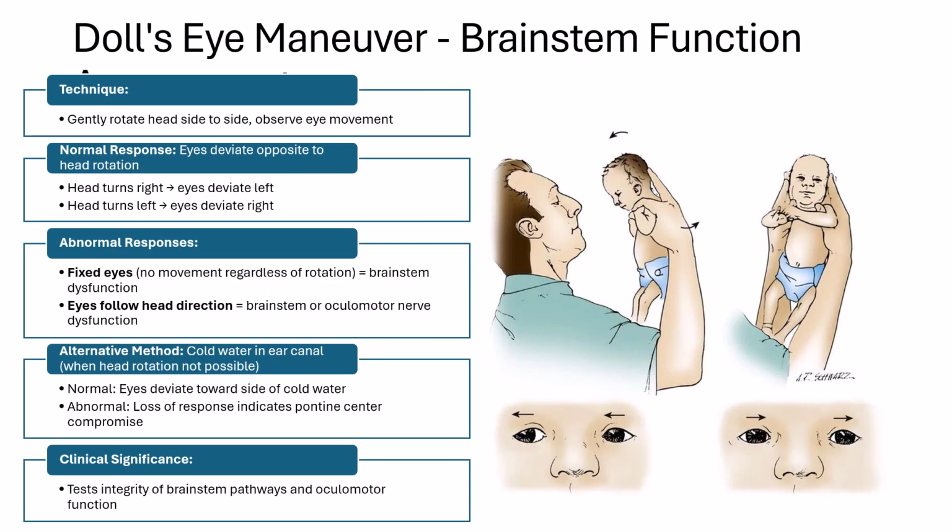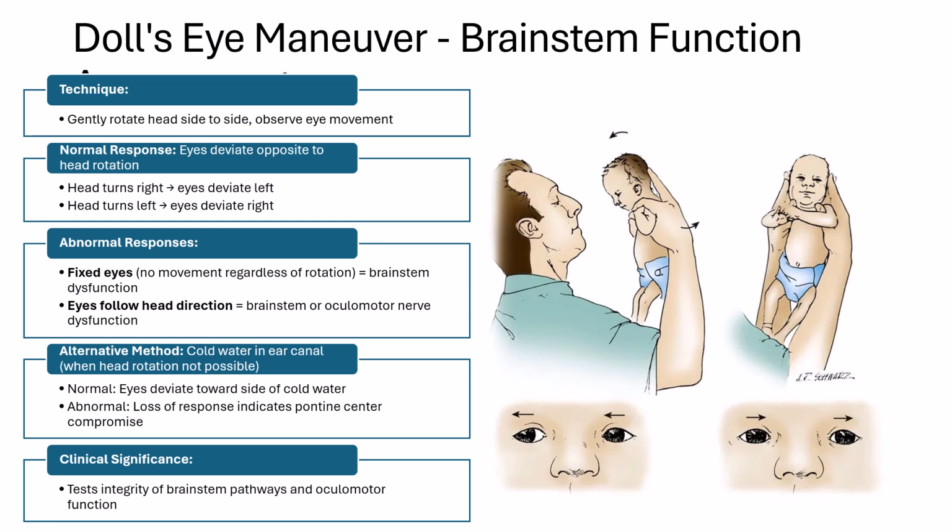The doll's eye maneuver is a critical test of brainstem function, performed by gently rotating the neonate's head from side to side while observing eye movements. The normal response demonstrates intact brainstem pathways. When the head turns right, the eye should deviate left, and vice versa. This opposite movement indicates proper function of the vestibulo-ocular reflex.